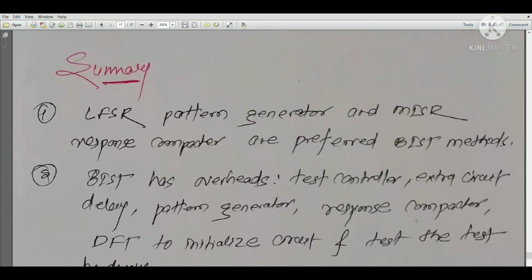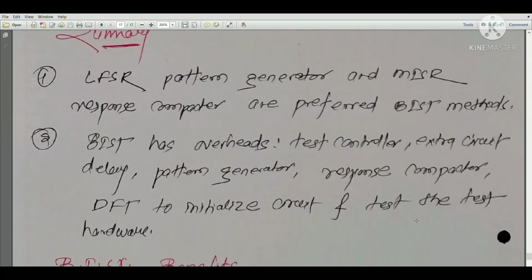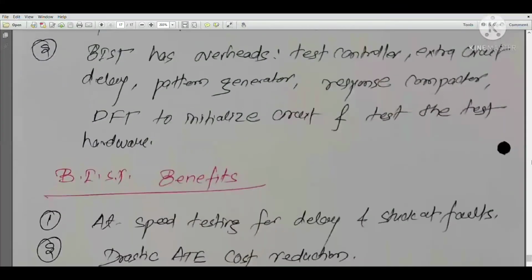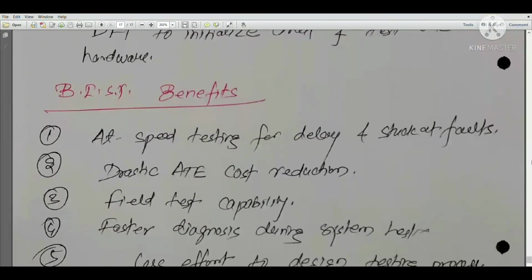Okay, so what is the summary? The summary is that LFSR pattern generator and MISR response compactor are preferred BIST methods. BIST has overheads: test controller, extra circuit, delay, pattern generator, response compactor, DFT to initialize the circuit, and circuit under test. These are the overheads. What are the benefits?